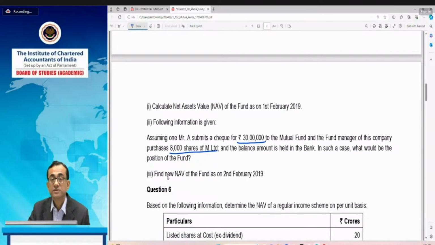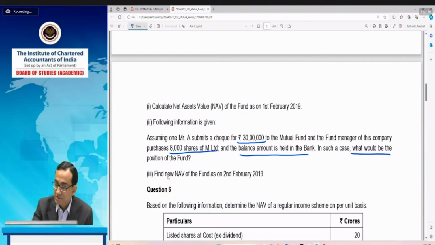Fund manager invested 8,000 shares into it. And out of 30 lakhs, whichever portion remains after investing into the shares, the balance amount is held in a bank. So now what will be the position of the fund? The second part is asking what would be the position of the fund. The question is not asking about return or the NAV. It is only asking about the position of the fund. Okay. Now let us calculate this aspect, the position of the fund.